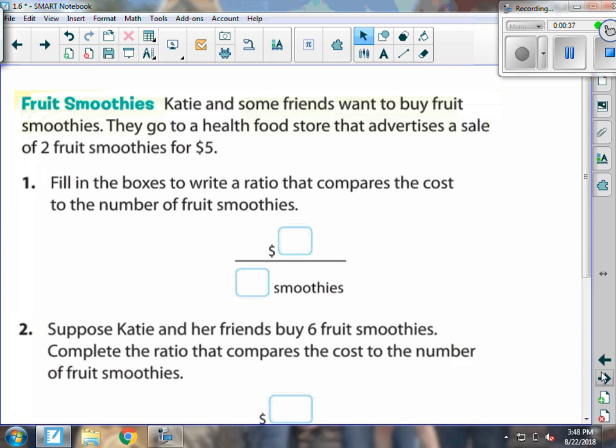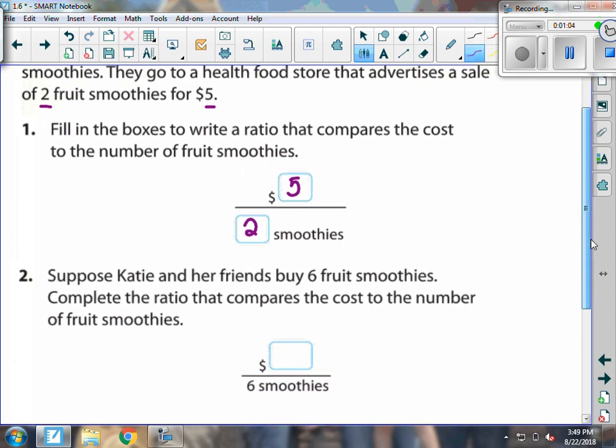Katie and some friends want to buy fruit smoothies. They go to a health food store that advertises a sale of 2 fruit smoothies for $5. Fill in the boxes to write a ratio that compares the cost to the number of fruit smoothies. Okay. So they're paying $5 for 2 fruit smoothies. We put 2 smoothies and $5. So it's $5 for 2 smoothies.